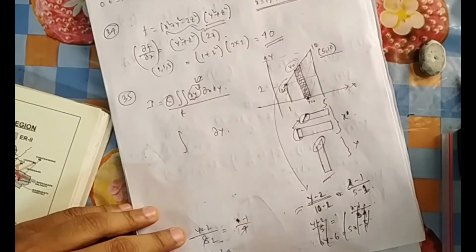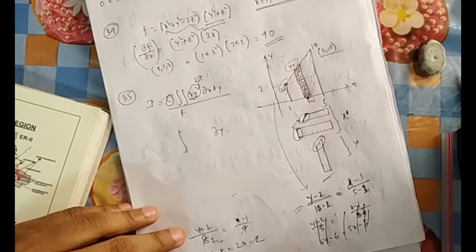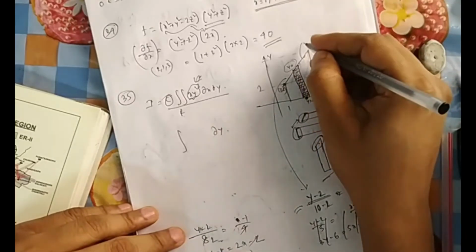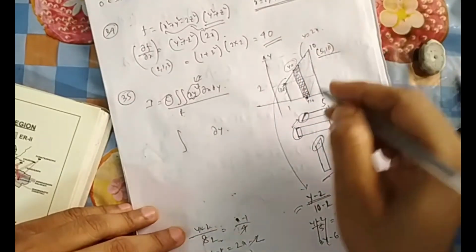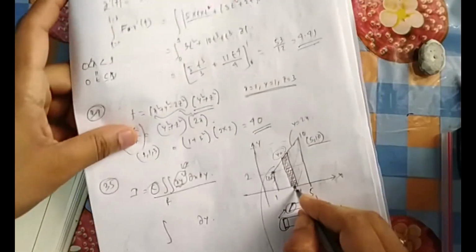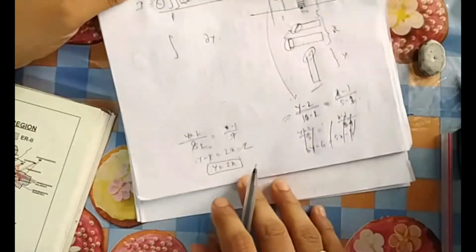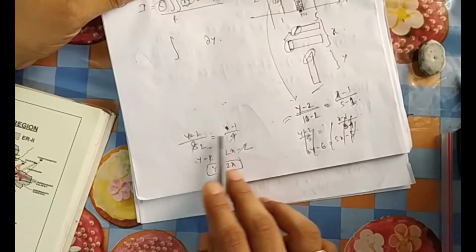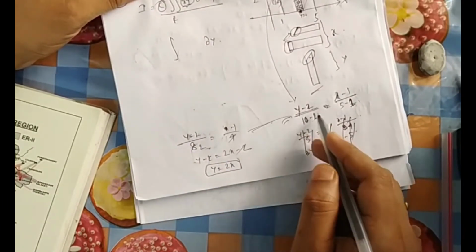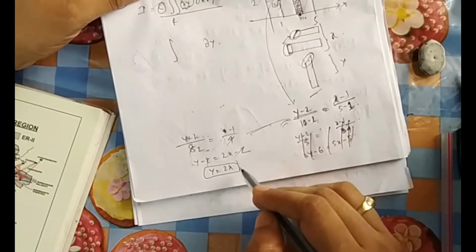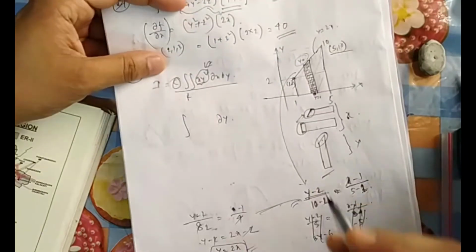So y minus 2 is equal to 2x minus 2, the minus 2 and minus 2 cancel, or y is equal to 2x. So this is the equation here, y is equal to 2x. So you start from y equal to 0, then you reach y equals 2x. You can use this formula, (y minus y1) by (y2 minus y1) equals (x minus x1) by (x2 minus x1), and you will find it.